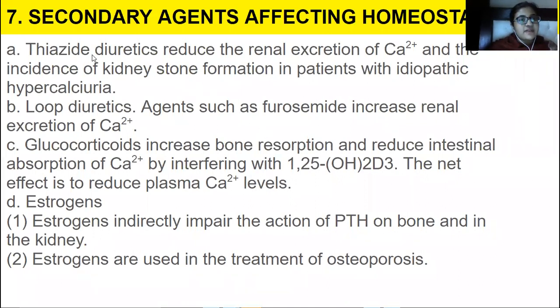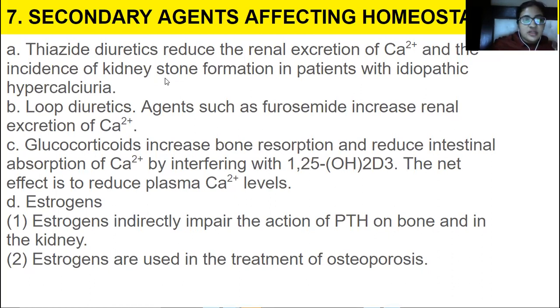So, first of all, we have thiazide diuretics. I'm sure you studied about it last year when you were doing CVS. So, thiazide diuretics reduce the renal excretion of calcium and the incidence of kidney stone formation in patients with idiopathic hypercalciuria. Then, I'm sure you must have studied about loop diuretics. These are agents such as furosemide, which increase the renal excretion of calcium.